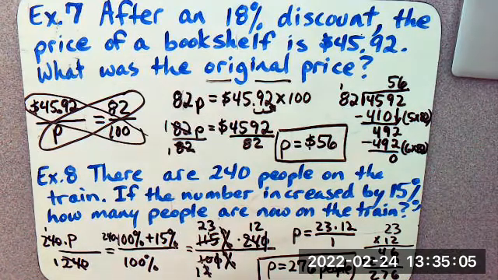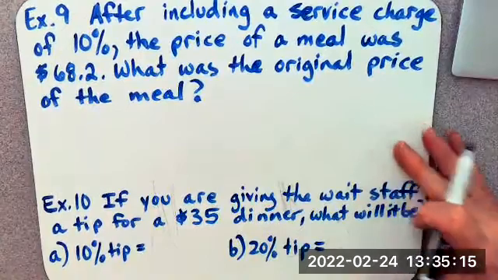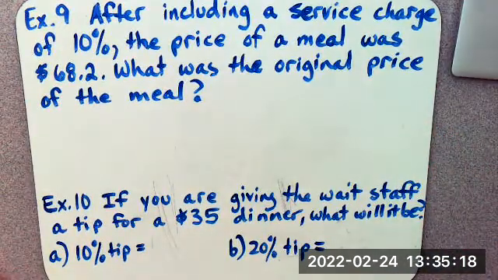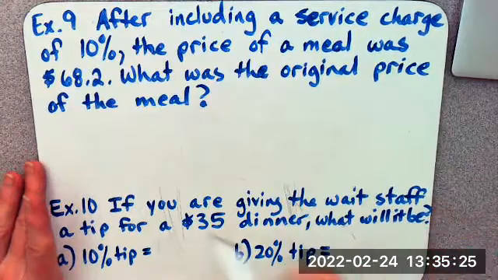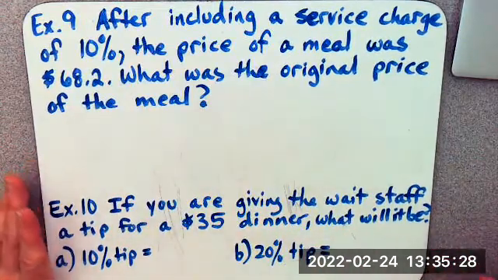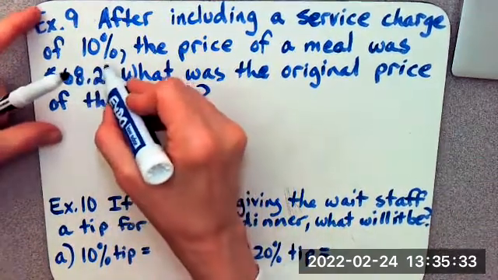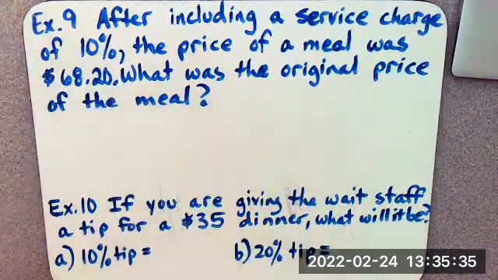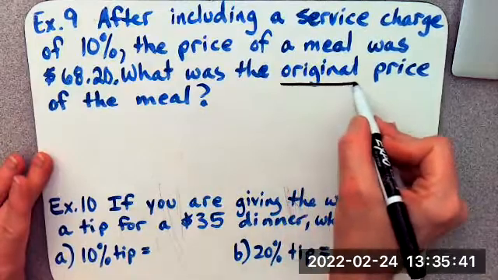All right, last one. Okay, so hopefully by the end of this, if you're still watching, because this is a long one, you will be a ninja at percentages. Okay, after including a service charge of 10%, the price of the meal was $68.20. There we go. What was the original price of the meal? So we don't know the original price.